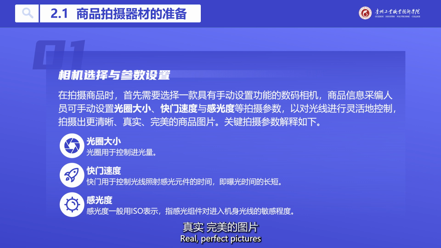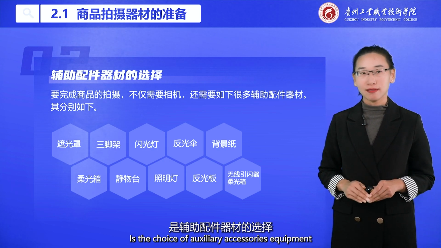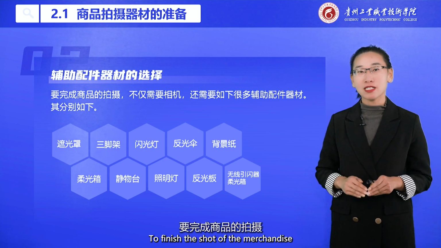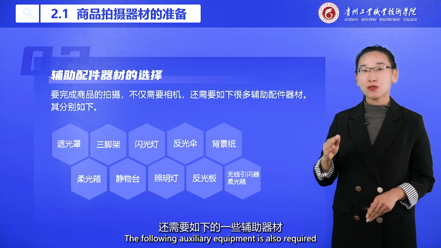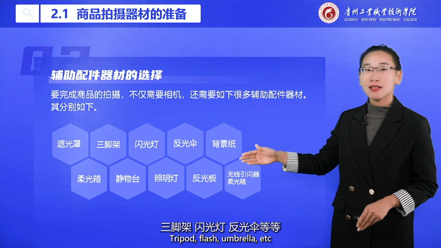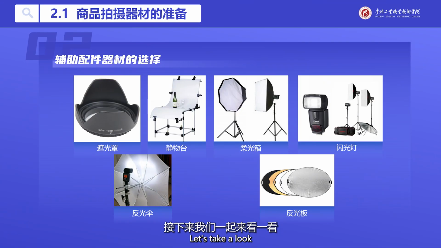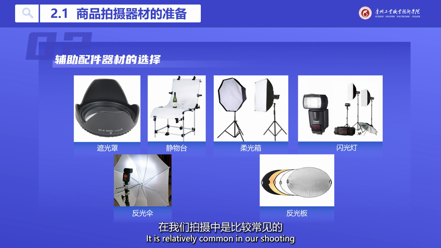Real, perfect pictures. The second is the choice of auxiliary accessories equipment. To finish the shot of the merchandise, more than a camera is needed. The following auxiliary equipment is also required, like our hood, tripod, flash, umbrella, etc. Let's take a look at the choice of auxiliary equipment. Classmates, what you see here is our hood, still life table soft light box, the flash umbrella underneath, and the reflector. It is relatively common in our shooting.